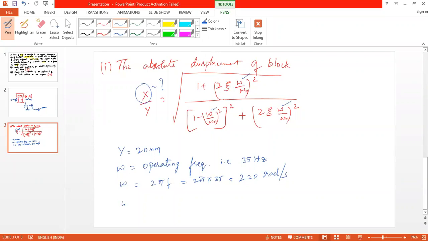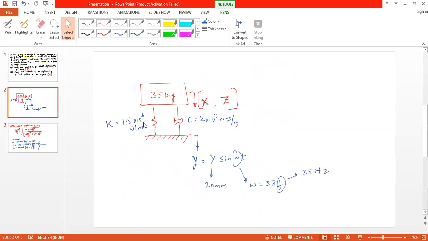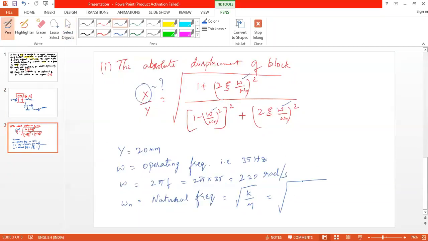And what is omega n? Omega n is the natural frequency, that is equal to root of k by m. And what is the value of k? The value of k is 1.5 × 10^6, divided by mass, that is 35 kg. So what is the answer? 207.01. So it is 207 radians per second.